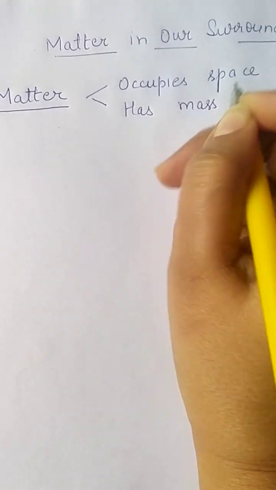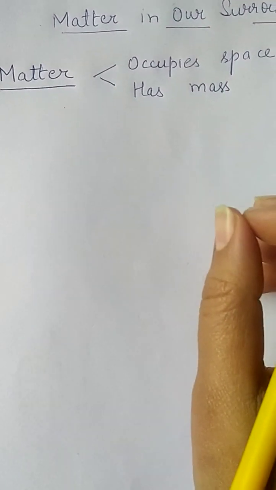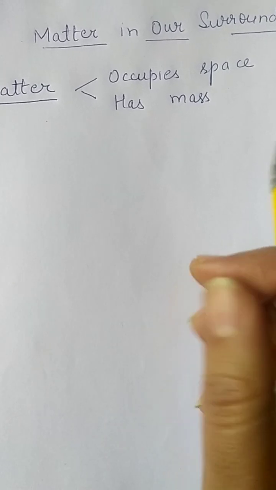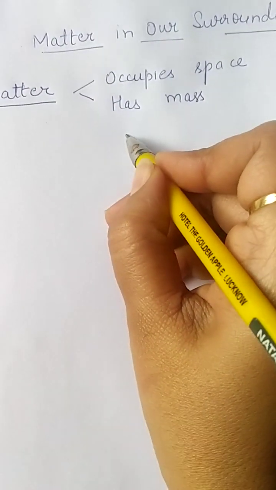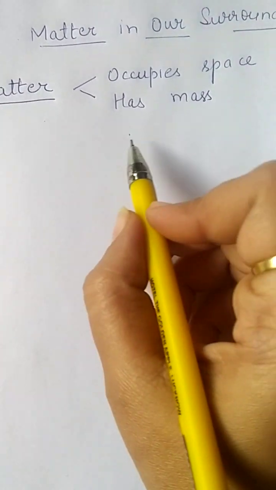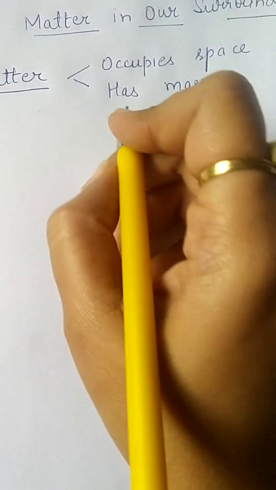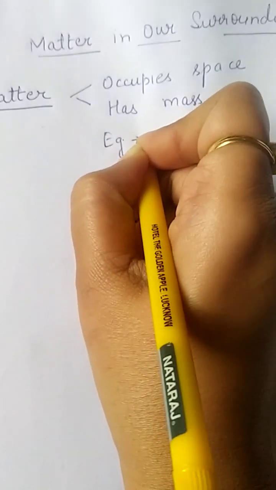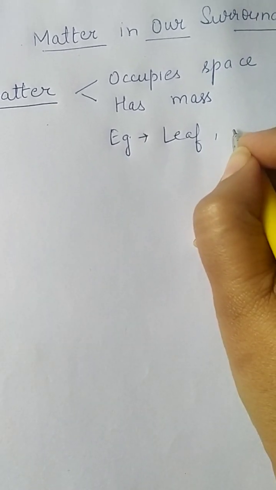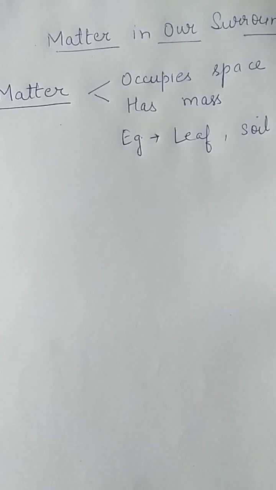In this universe, anything which occupies space and has mass is called matter. Let it be a small needle or a particle of sand. See, a particle of sand or soil is so small, but still it has certain mass, very minimum mass, and also it occupies a certain amount of space. So this is also a part of matter. Examples can be anything: leaf, needle, or soil particle, etc.